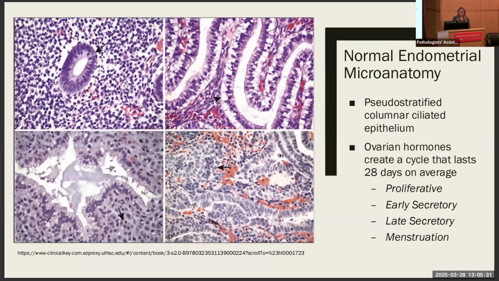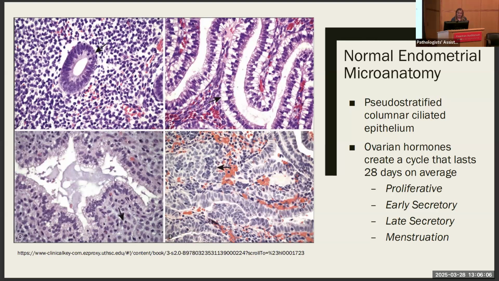So the stratum functionalis undergoes four different stages through the cycle. It is mainly comprised of pseudostratified columnar ciliated epithelium. Here on the top left, we have the proliferative stage, which has glands and a lot of mitotic cells. And then we have the early secretory stage, where we can see these basal vacuoles and apical nuclei, which is characteristic of this early secretory stage.